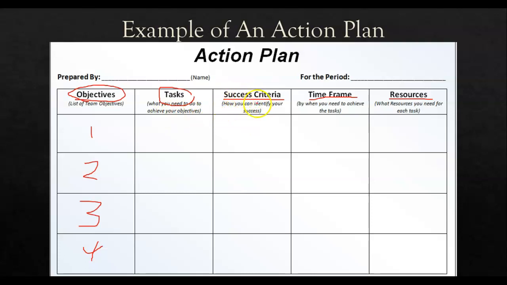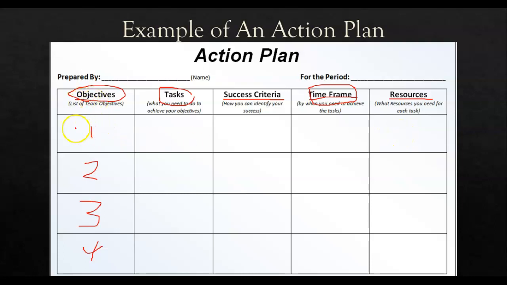Okay, success criteria. How can you identify success? And then time frame, by when you need to achieve the objective. So this is like the deadlines. The time frame is like the deadline. Okay, so resources. What resources do you need to achieve the business?